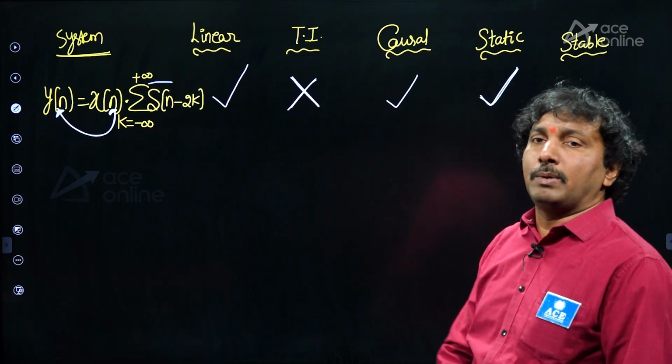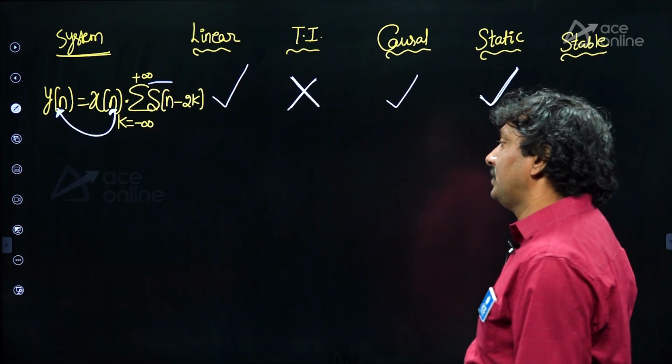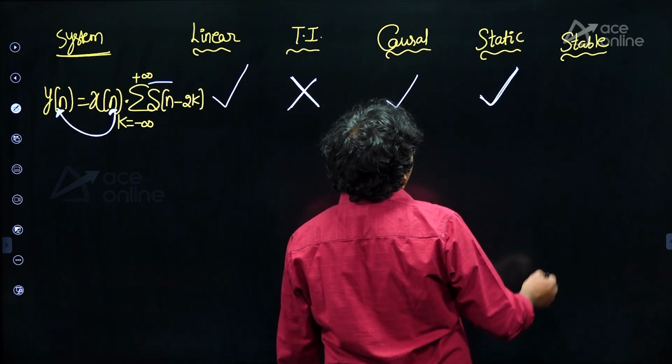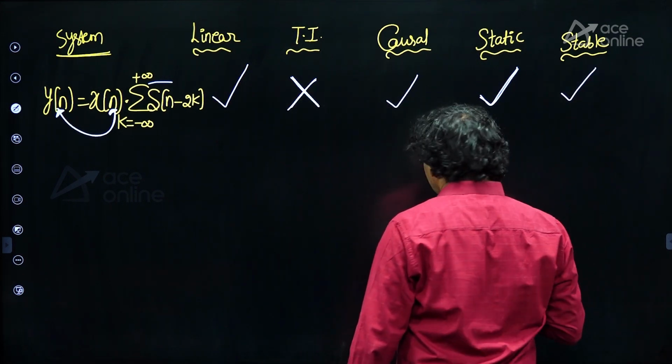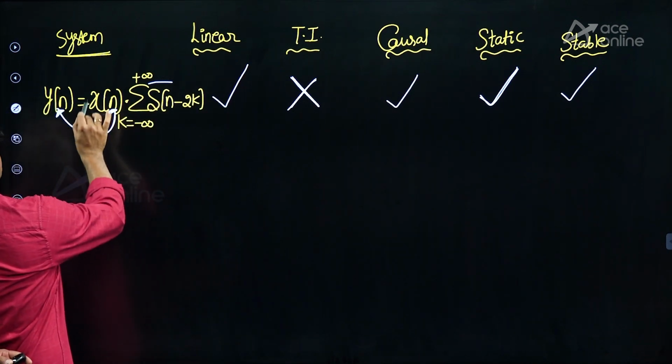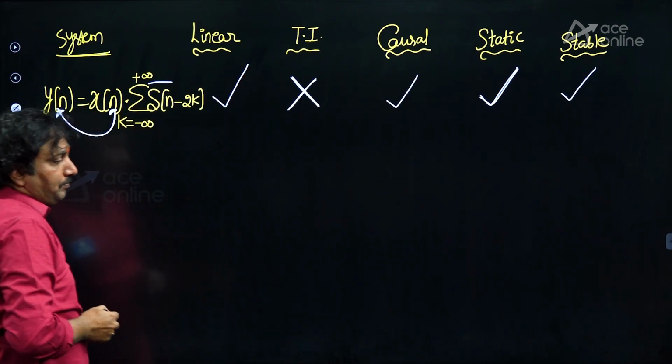All static or memoryless systems are causal. 100% it is stable. Because for stability, magnitude of input is finite, that is a compulsory requirement.